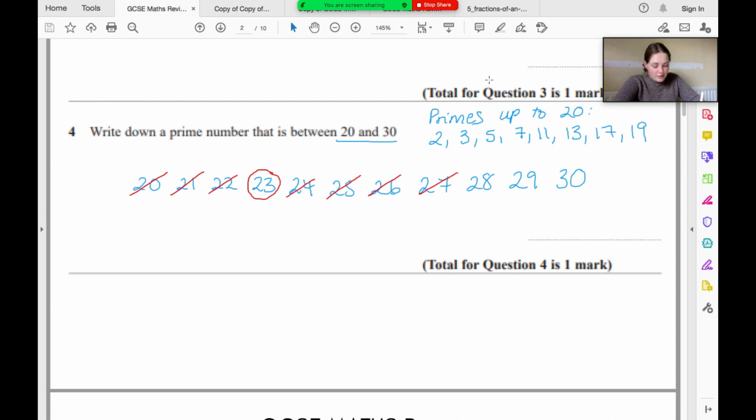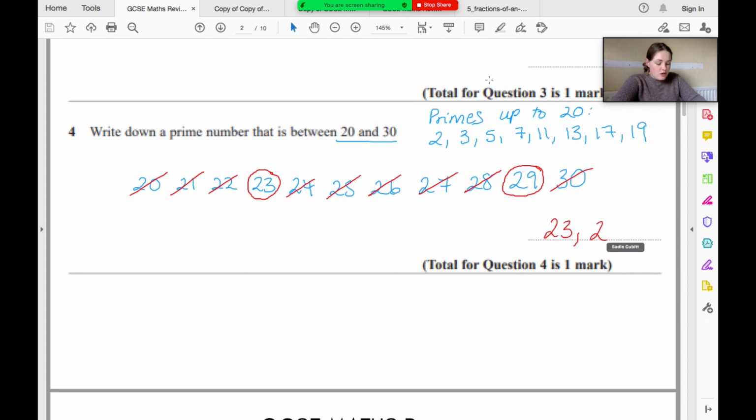28 can be divided by 2, and 29, that is a prime. We can't divide by anything. And 30 can be divided by 3 and 10 and 2 and 15, so that's not a prime. So 23 and 29 are your only two choices.